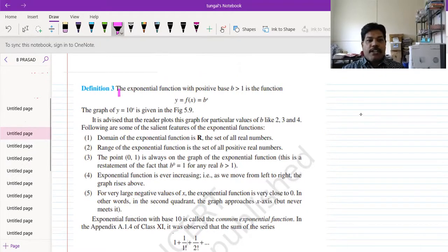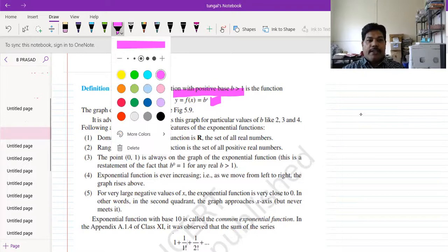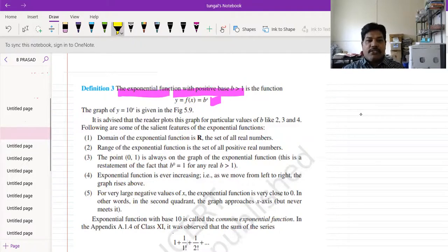So the exponential function with the positive base b greater than 1 is the function. What is that function, students? y is equal to f of x, is in the form of b power x. So here you can understand this one.